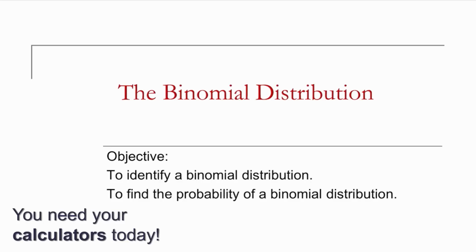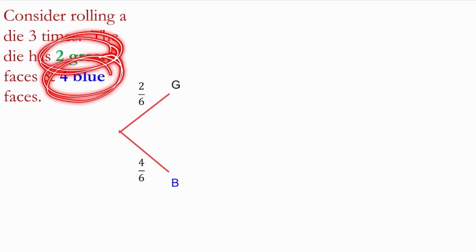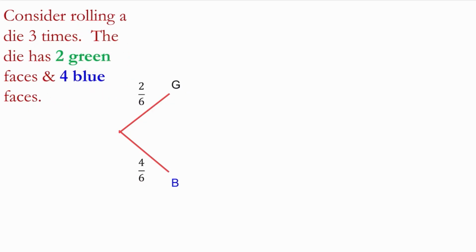The binomial distribution. Let's get started. Let's say that you have a die and you're going to roll it 3 times, and the die has 2 green faces and 4 blue faces. So I have a tree diagram here representing the situation.